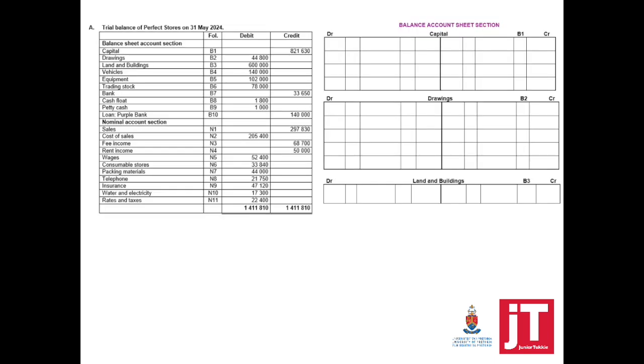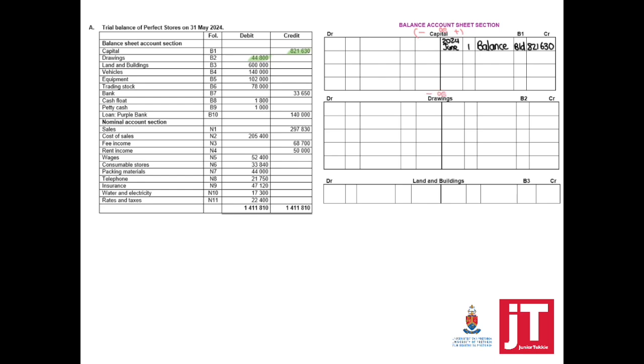The next part of the question is to complete the general ledger. So we start with the balance sheet account section. And the first account is capital. Capital is an owner's equity account, which means that the balance brought down is on the credit side. This is very important to study.